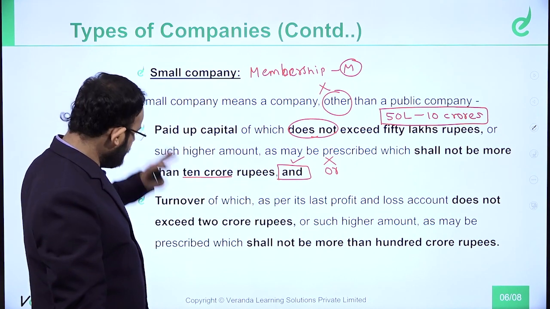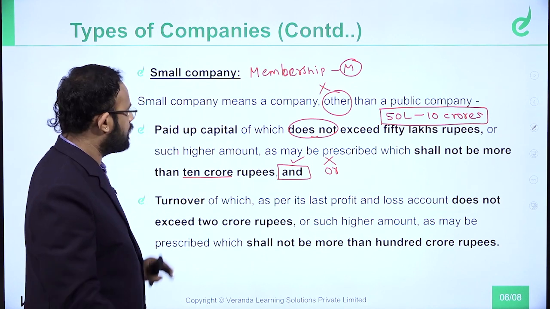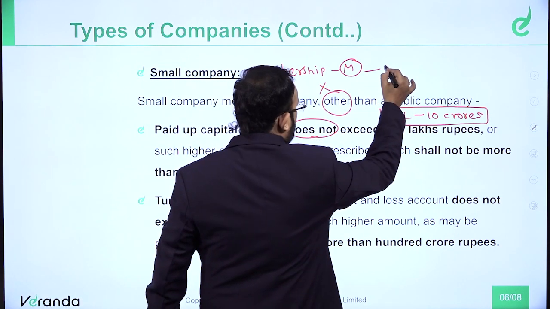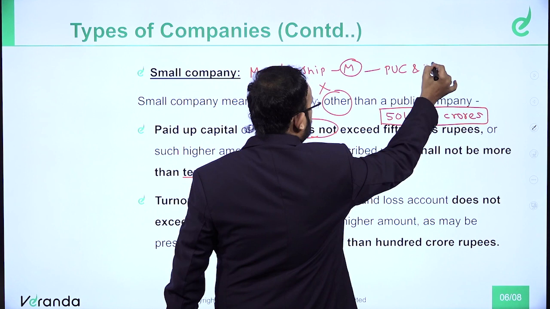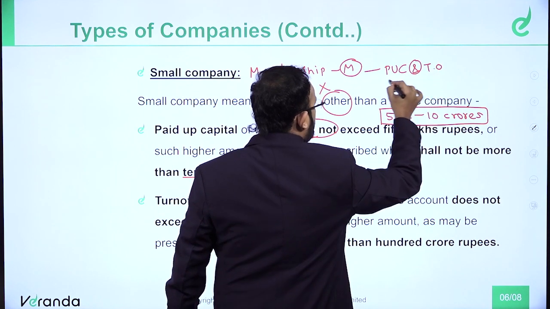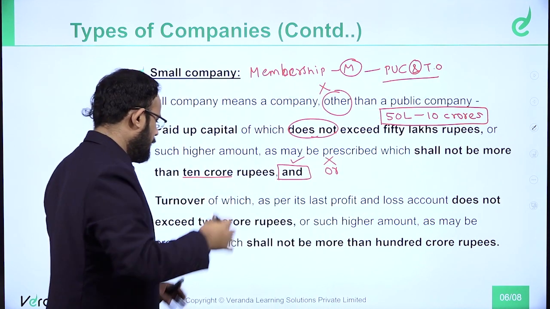Paid up capital and turnover. So what I will say? Paid up capital and turnover. So remember this word, make it strong. It is not an or condition, it is an and condition.